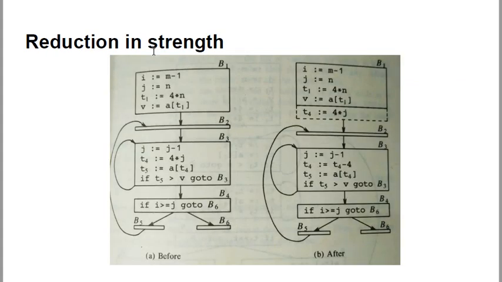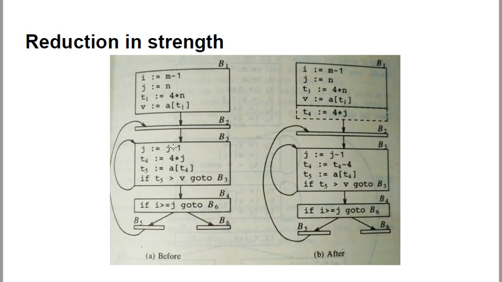The values over here, you see the loops are usually processed inside out. For example, if you consider the loop around B3, the values of J and T4 remain in lockstep, because every time the value of J decreases by 1, the value of T4 is also decreasing by 4, because 4 into J is assigned to T4. Such kind of identifiers are called induction variables.